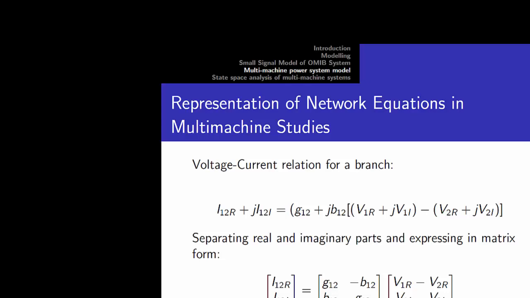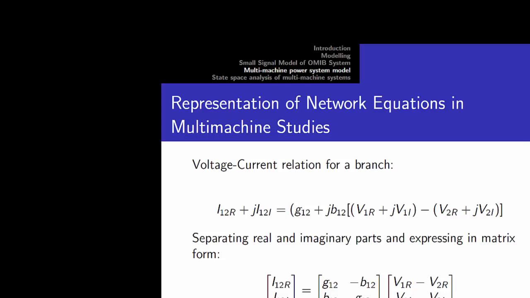Now consider a branch between node 1 and node 2, and the current in the branch is I12 with its real part equals I12R and imaginary part equals I12I. So the current equals the admittance of the branch, G12 plus jB12, times the difference between voltages at the two ends, V1 minus V2, and V1 and V2 are expressed in the same manner as the current: V1R plus jV1I, and V2 is expressed as V2R plus jV2I.